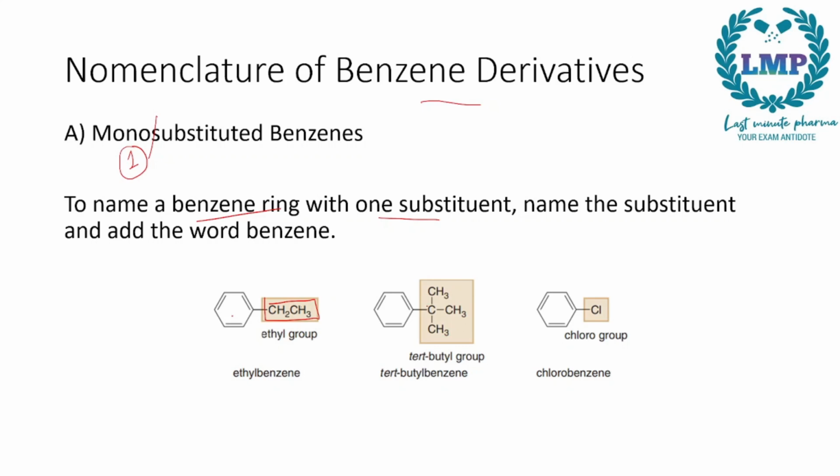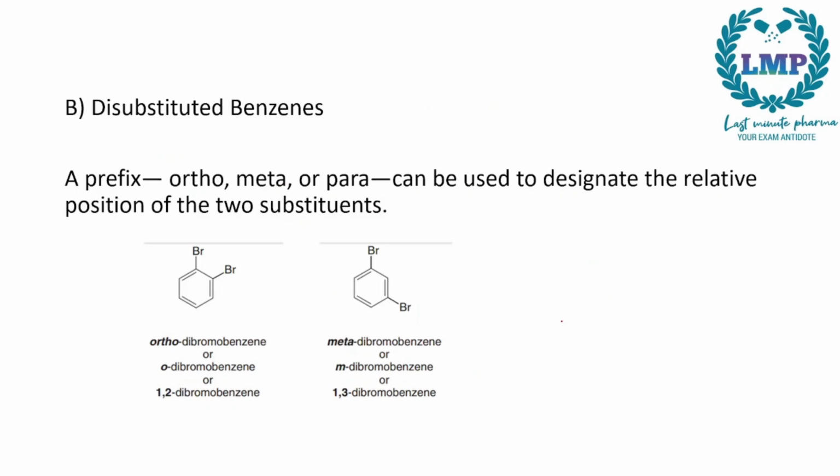If we have a tertiary butyl group, we will name it as tertiary butyl benzene. If it's a chloro group, we will name it chlorobenzene. Now, for a di-substituted benzene, di means 2. If there are 2 substitutions, we will have to add the prefix ortho, meta, para. Now, what is this prefix ortho, meta, para?